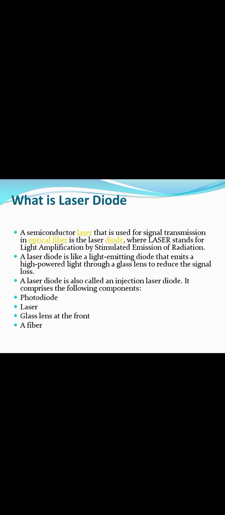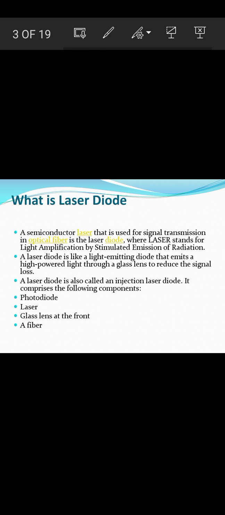Now, the laser diode is used for single transmission in optical fibers. It is called the laser diode. The laser diode is like a light emitting diode that emits light through a glass lens and reduces it to signals. The laser diode is also called the injection laser diode. It has the following components: photodiode, laser diode, a glass lens at the front, and the fiber. These parts we discuss in the basic introduction of the laser diodes.